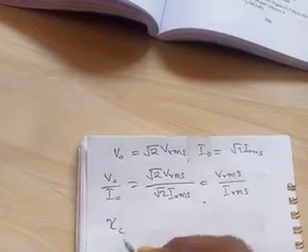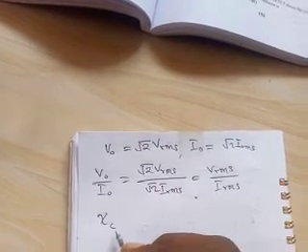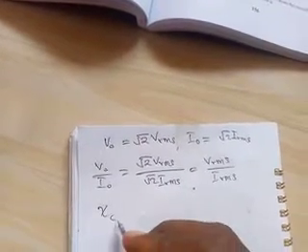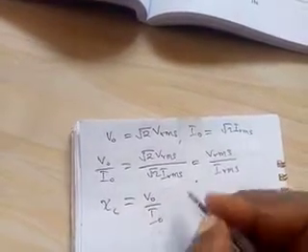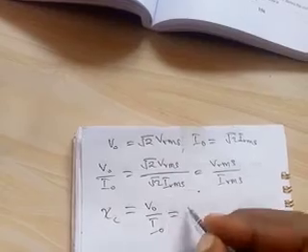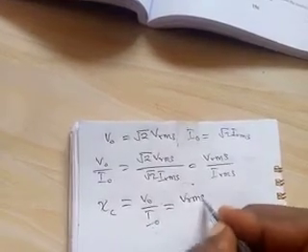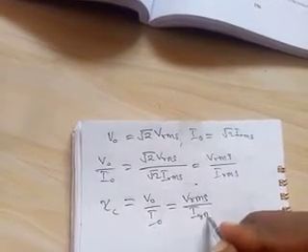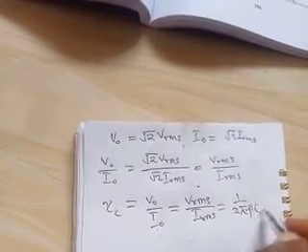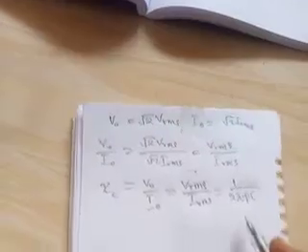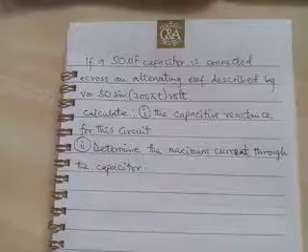So the reactance of a capacitor is given as V naught over I naught. That's also equal to VRMS over IRMS, also 1 over 2 pi f c. So any of the formulas go. Let's look at an example.